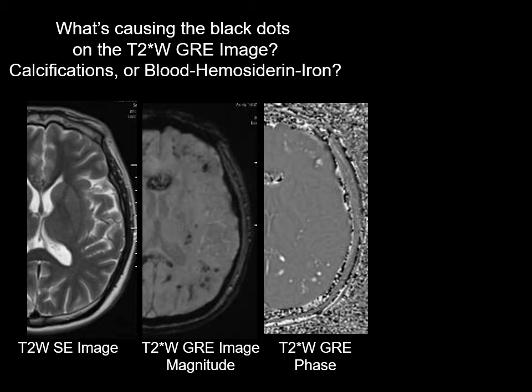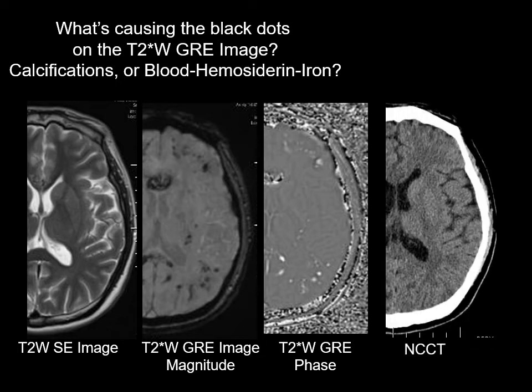We would conclude that they're paramagnetic, and we would go on to conclude that these are probably blood breakdown products, and these are due to diffuse axonal injury with microhemorrhages. We make that conclusion based on their distribution. And on the CT scan, we see nothing in these areas, as is usually the case with these small microhemorrhages.